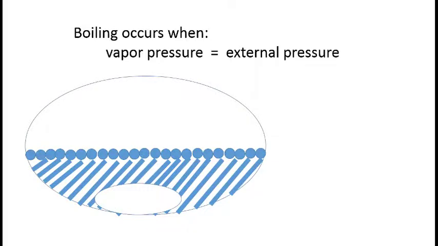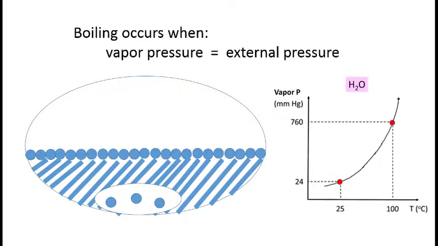Inside that bubble there are gas molecules. Being a gas, it would have a pressure, but what is the pressure inside that bubble? It should be the vapor pressure of that material at whatever temperature it is. For example, with water, if this bubble were to form at 25 degrees C, the pressure inside the bubble would be 24 millimeters of mercury.